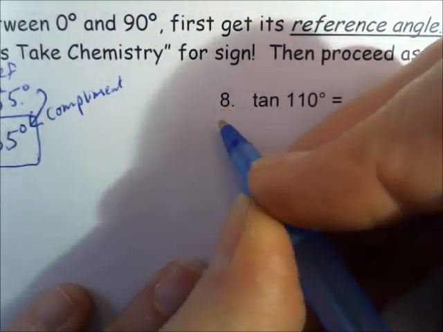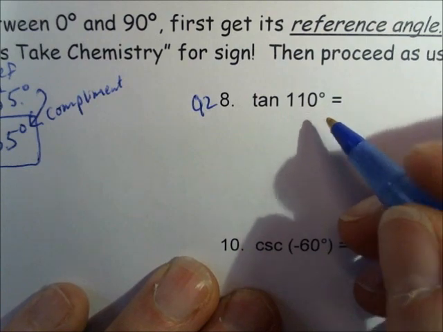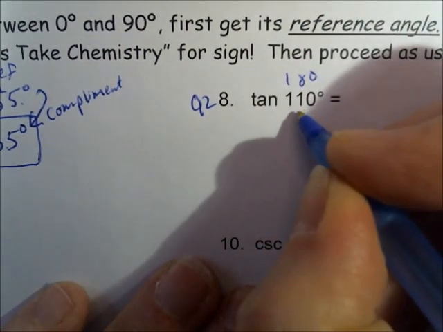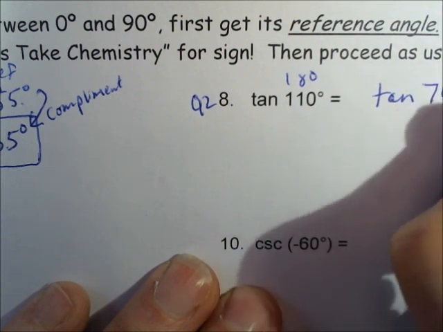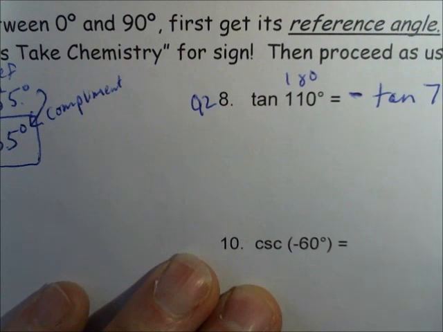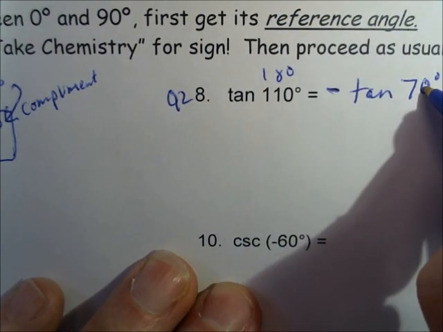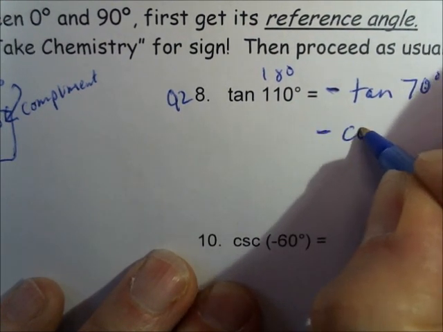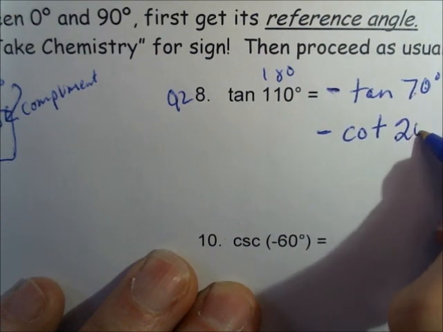In number 8, this is a quadrant 2 angle, 110 is. So we have to subtract from 180. And the tangent of 110 is the same thing as the tangent of 70, except in quadrant 2, tangent goes negative. Says all students take chemistry. So that's the first thing, is to get the reference angle. The second thing is to take the cofunction, which is cotangent. And the complementary angle to 70 is 20.